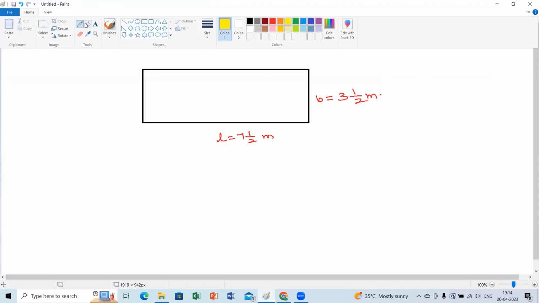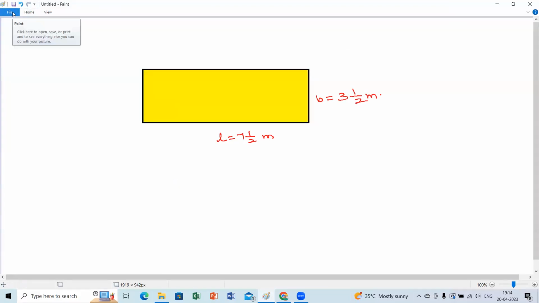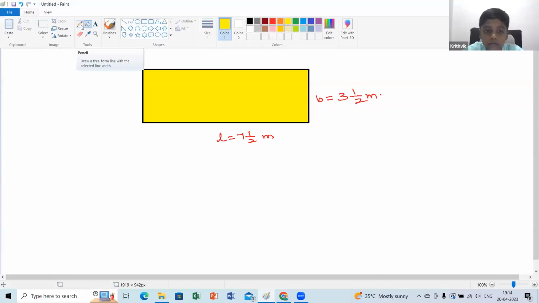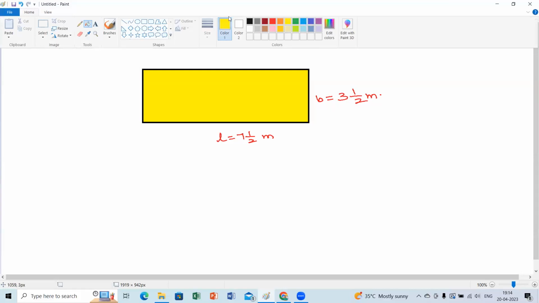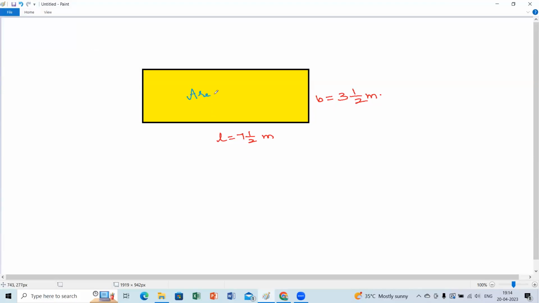Who will say? How to calculate area? Here also length multiplied with breadth only, right? What is the formula? L into B, length into breadth. Yes, area is nothing but length multiplied with breadth.